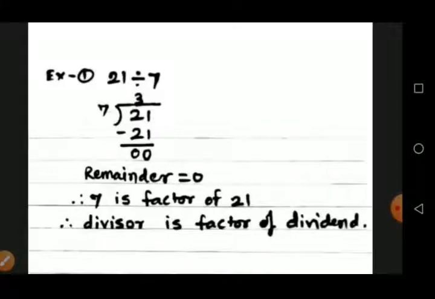If we factorize 21 in prime factors, we get 7 into 3. That means 7 is a factor of 21 and 3 is also a factor of 21. That means 7 and 3 both are the factors of 21.